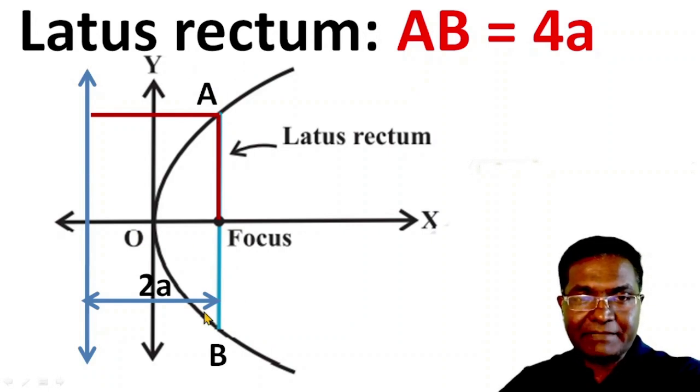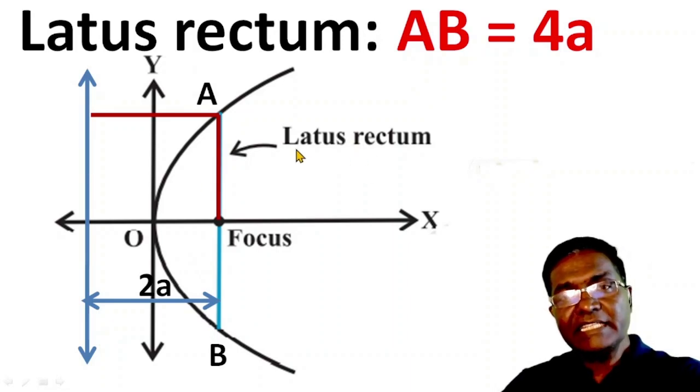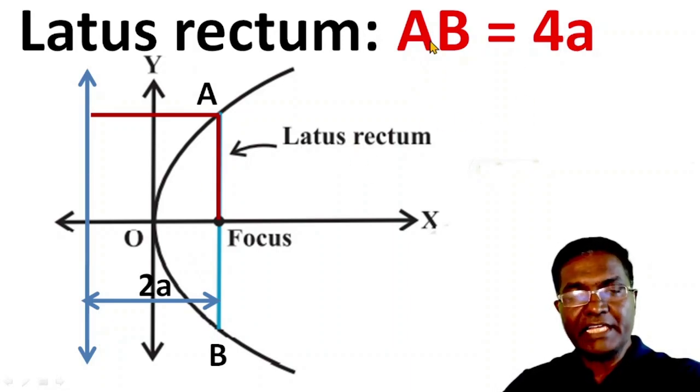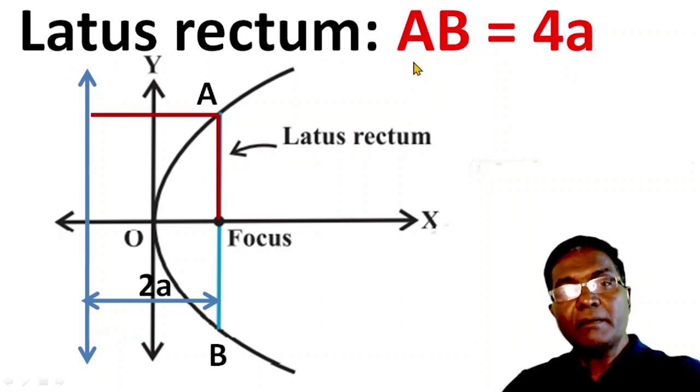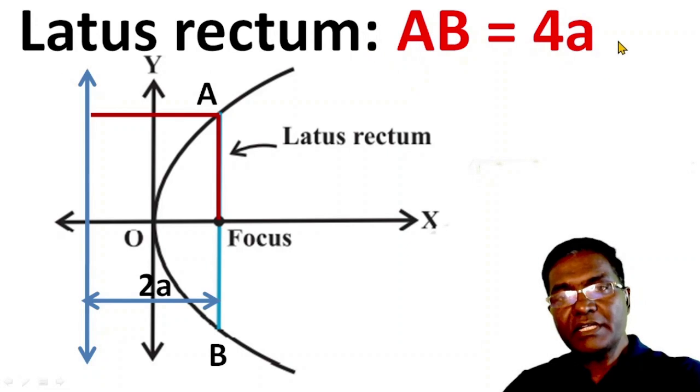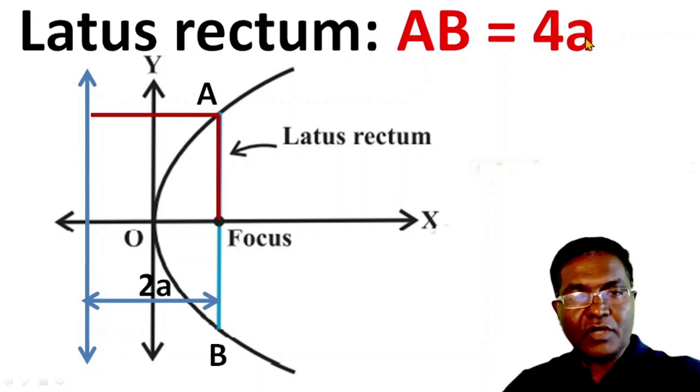So this AB line segment is called the latus rectum, and its length is always 4a. Do remember this. Length of latus rectum of the parabola is 4a. So how it is, we will calculate.